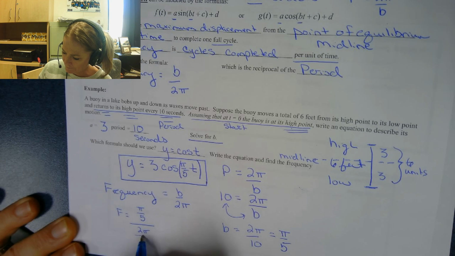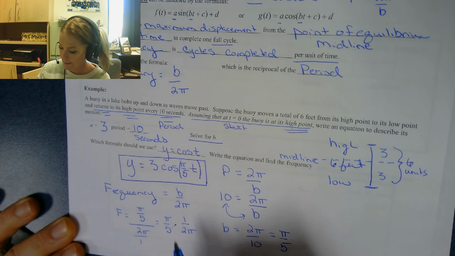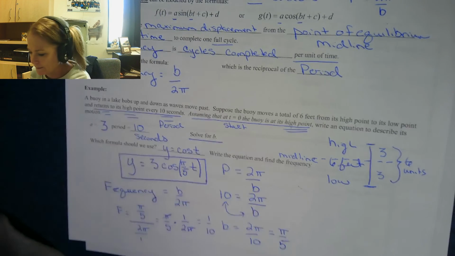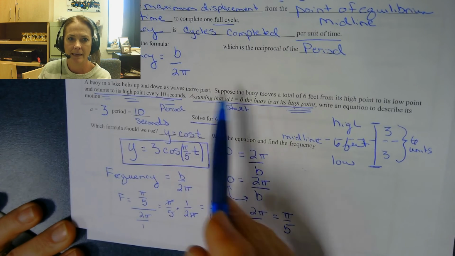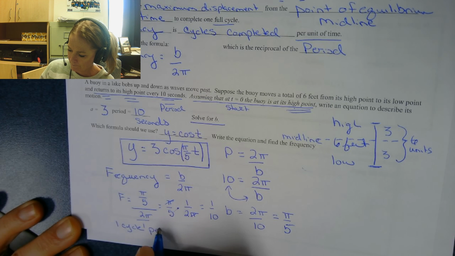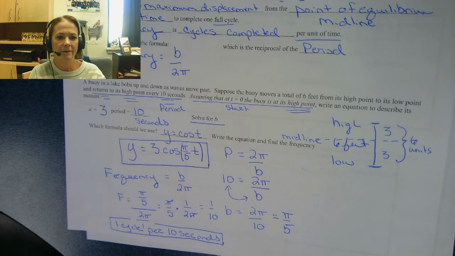Okay, and so to divide that, I'm going to think of 2 pi over 1, so that when I flip and multiply, I get times 1 over 2 pi, and the pi's cancel, and we get 1 over 10. So that should make common sense. It's completing 1 cycle, high to high, per 10 seconds. There's a formula there, which is great if you need it, but really it's just 1 cycle per whatever the given period is.